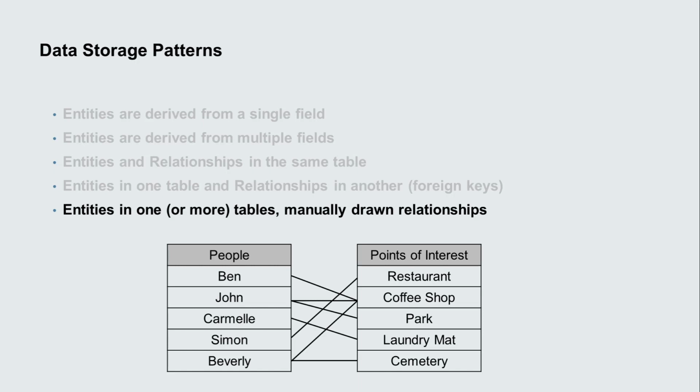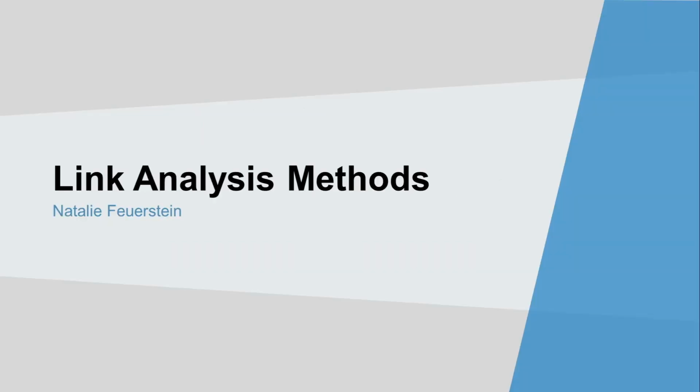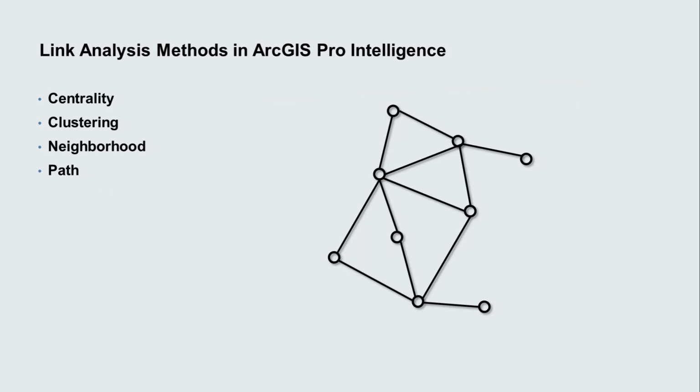In this case, you can manually draw links between your entities. So before James shows a demonstration of conducting link analysis in ArcGIS Pro Intelligence, I wanted to quickly introduce the methods that we support. These methods fall into 4 buckets: centrality, clustering, neighborhood, and path.